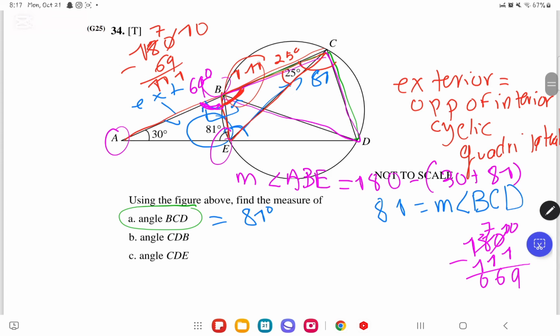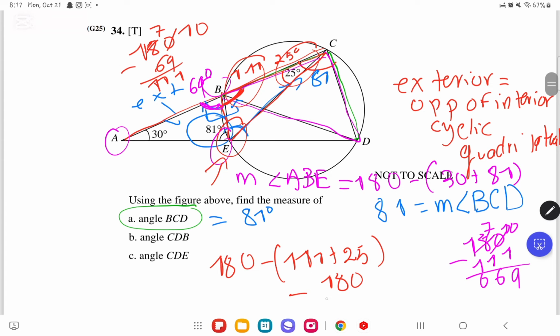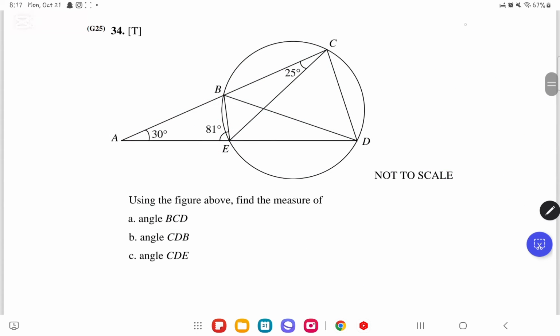So now we have two angles in this triangle. Will we be able to find the third? Most definitely. We can do 180 minus 111 plus 25. This becomes 180 minus 136. So then we will get an answer of 44 degrees. So now look at this. We have this angle over here which is 81 degrees and this angle over here which is 44 degrees. And also let's not forget this angle over here that we found to be 69 degrees and this angle over here which is 111 degrees.